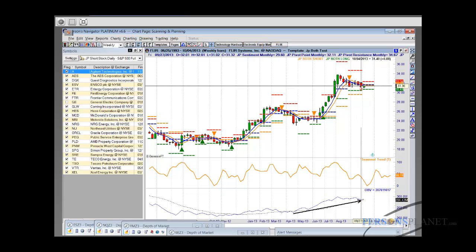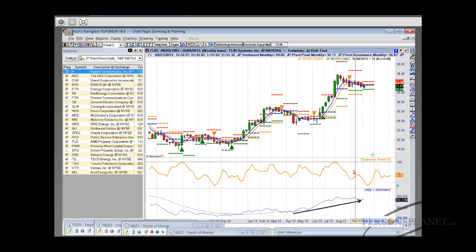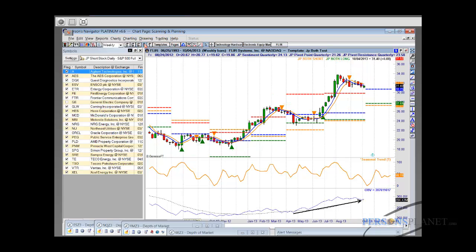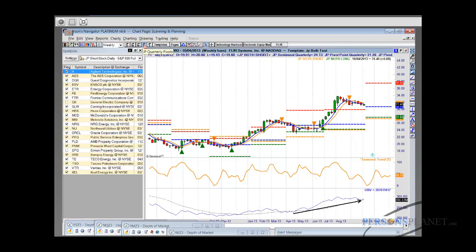FLIR looks pretty strong from the aspect that it's just coming back to its little moving average that it broke out of. And notice that the correction is shallow in price, and it's been on very light volume. Does everyone see that? So this is a setup that when we pop into a weekly buy, I'm thinking we're going to see a big turnaround.